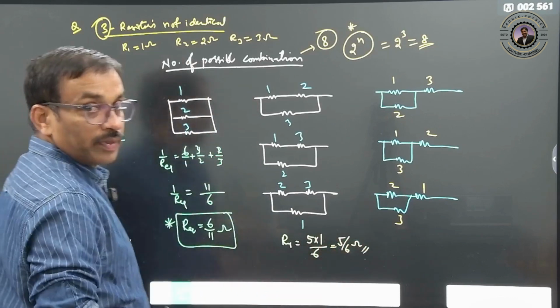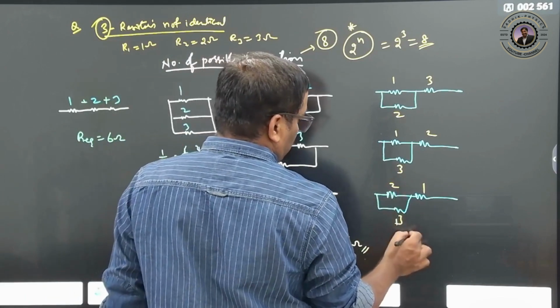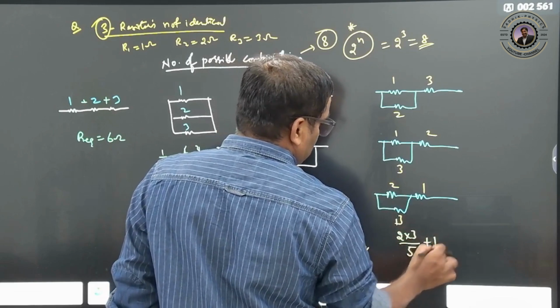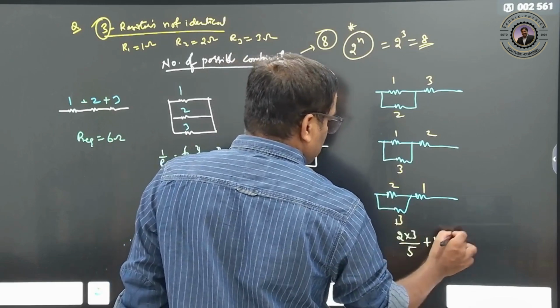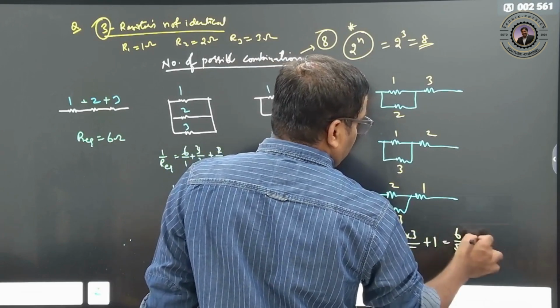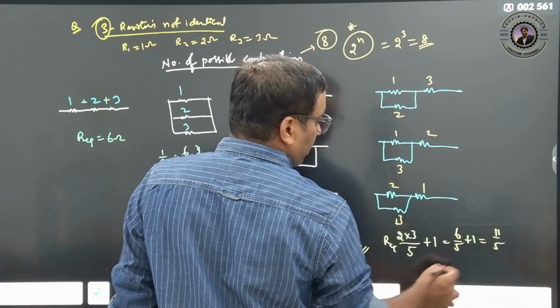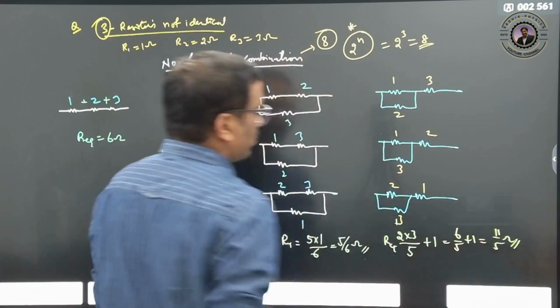Clear? So here these two are in parallel. Parallel means 2 into 3 by 5, plus 1. So therefore 6 by 5 plus 1, so therefore 11 by 5. So this is your R equivalent. Clear? So 11 by 5 ohms.